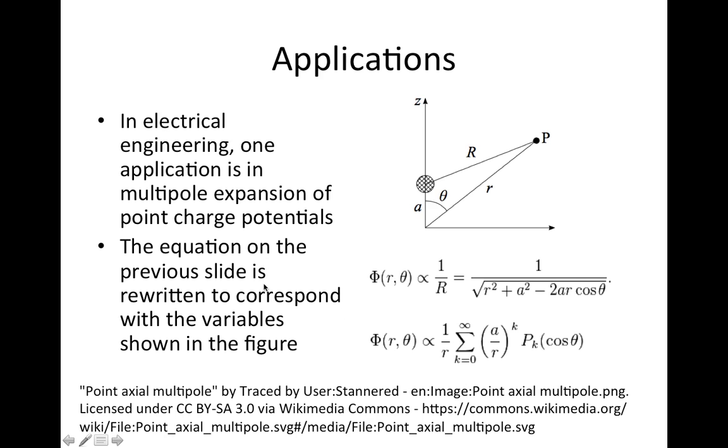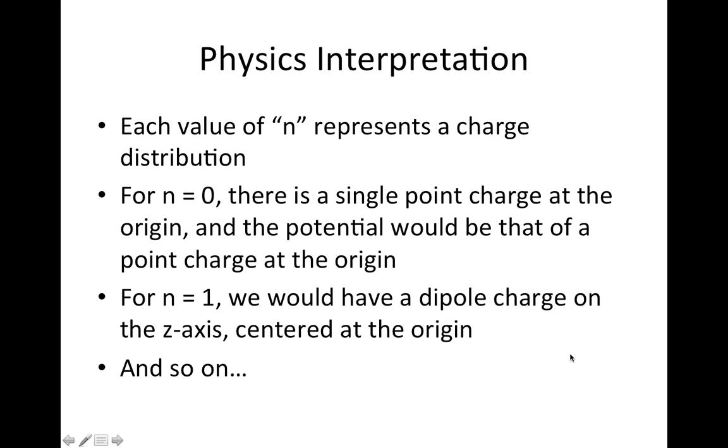So the equation on the previous slide is rewritten to correspond to the variables in this figure, and this is what your electric potential looks like. So the electric potential can be written as a sum of the polynomials. Now what's interesting is that each value of n represents a specific charge distribution. So for n equals 0, you would have a single point charge at the origin, and the potential is that of a point charge at the origin. For n equals 1, you'd have a dipole charge on the z-axis centered at the origin, and so on.